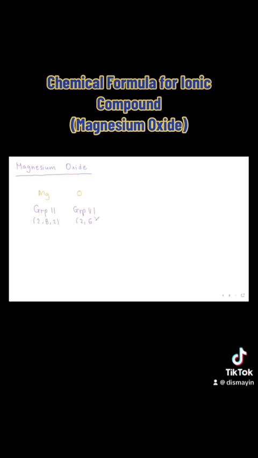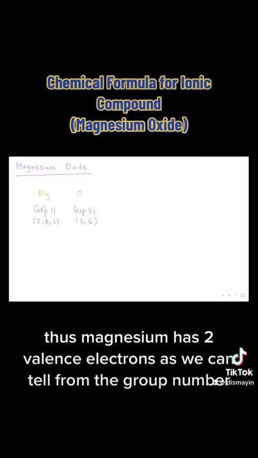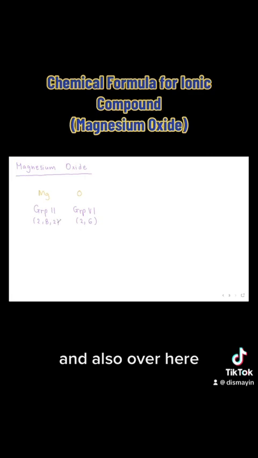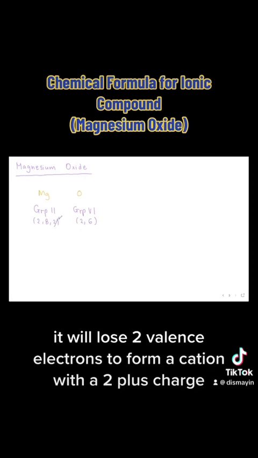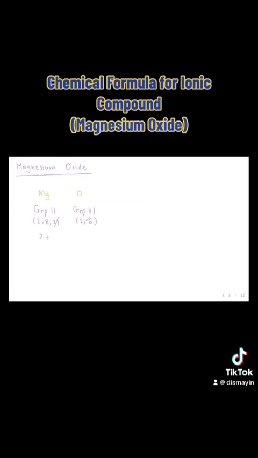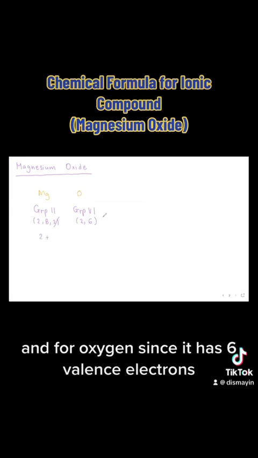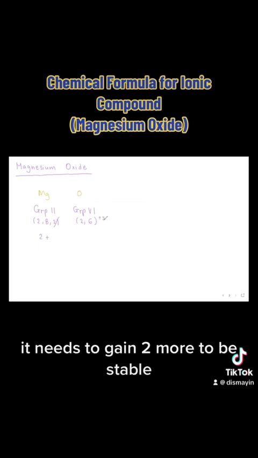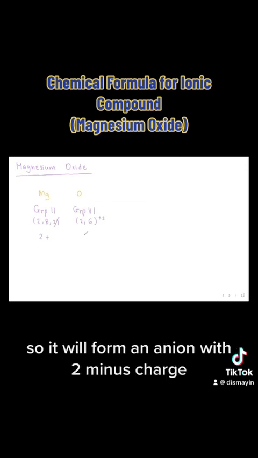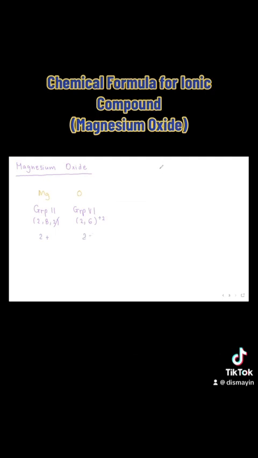Since magnesium has 2 valence electrons, as we can tell from the group number, it will lose 2 valence electrons to form a cation with a 2+ charge. And for oxygen, since it has 6 valence electrons, it needs to gain 2 more to be stable. So it will form an anion with a 2- charge.